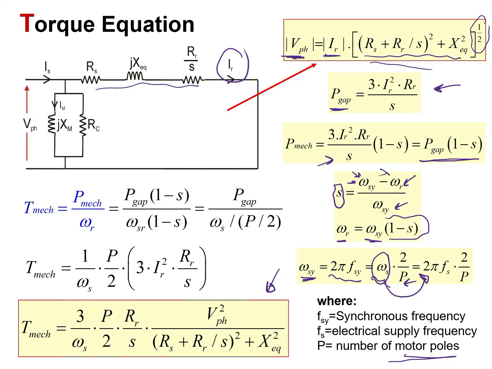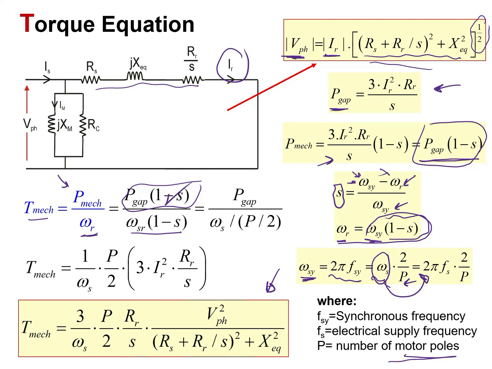We have just mentioned in the previous example that the mechanical torque is equal to the mechanical power divided by the speed of the rotor. Now, if we plug this formula over here in place of the mechanical power, we will get this. And then if we take the formula of the rotor speed, which is here, and put it instead of the rotor speed, we will get this.